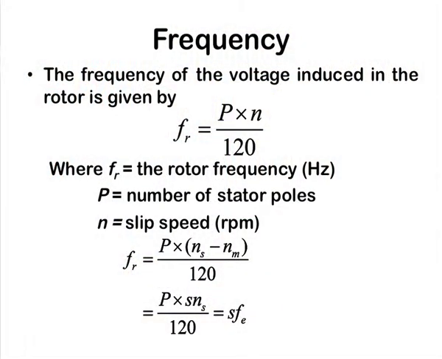So, what is the frequency of the induced voltage or induced current? Let us discuss this. The frequency of the voltage induced in the rotor is given by P multiplied by N upon 120. What is N? N is the slip speed, which is defined as ns minus nm, and therefore, when we solve it, it comes out to be s times fe, where fe is the frequency of the supply source. So, the frequency of the voltage induced in the rotor is slip times the frequency of the source. This is a very important derivation from the induction motor point of view.